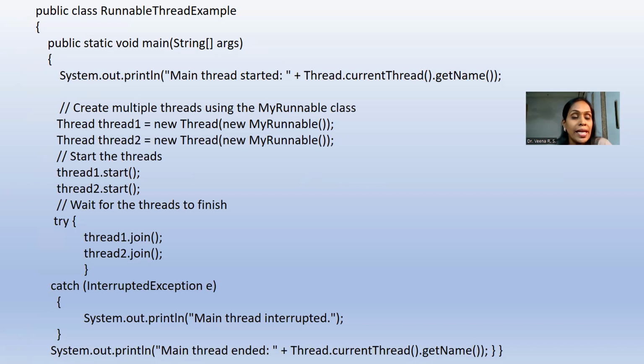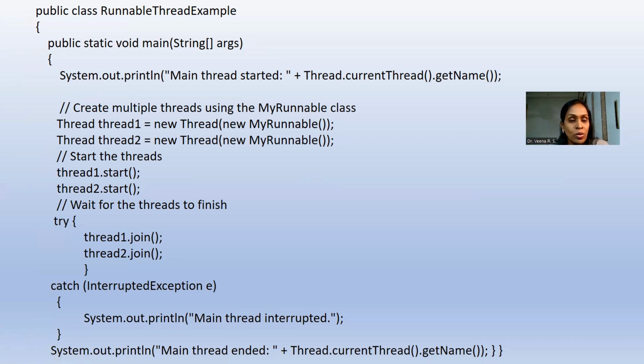So we have written thread1.join and thread2.join in the try block. That means we have to wait for these two threads to finish before continuing with the next statements. And if there is an interrupted exception while we are waiting for the threads to finish, it can always throw InterruptedException and we can catch it. Once you catch it, you can just print a message, say "main thread interrupted", and then go forward with the next statement.